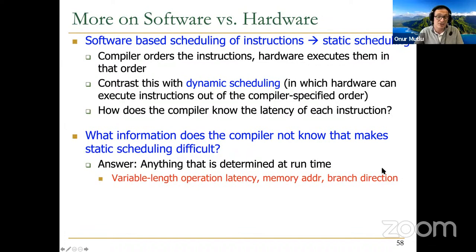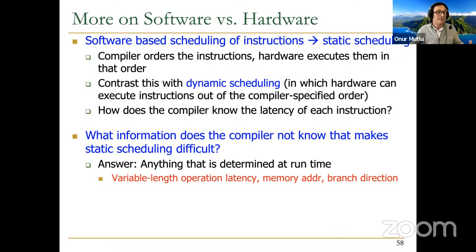So whenever you're calculating the address of a load or store instruction, that happens dynamically, right? Well, at least depending on the addressing mode, of course. If the addressing mode is register plus offset and the register value is dynamically determined, then the compiler doesn't know the address. Basically, any value or dependent latency that's determined at runtime, the compiler doesn't have access to.